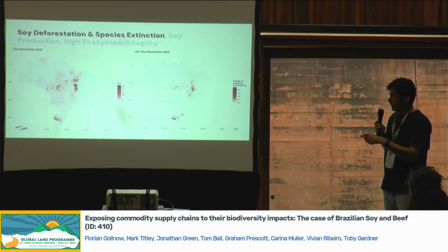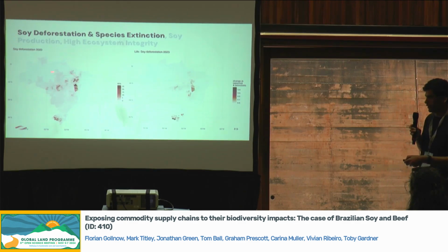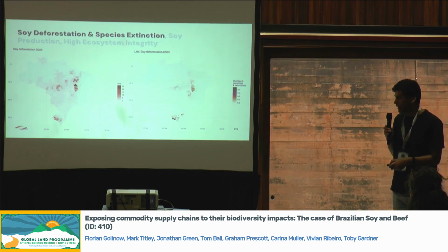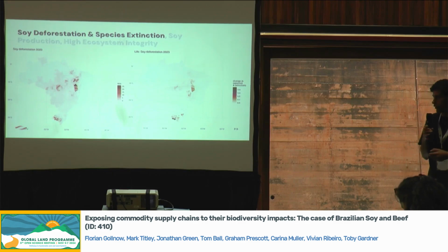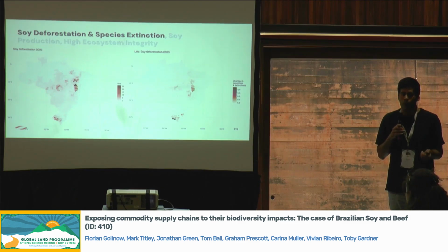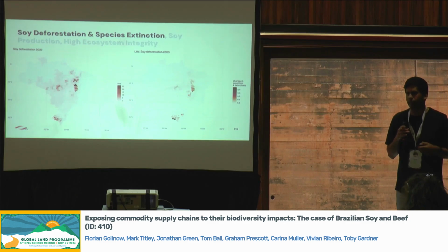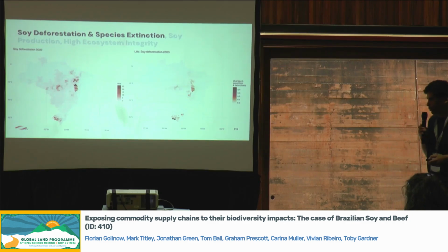On the left-hand side, we have soil deforestation, with the typical high impact regions in the Matopiba region, and Mato Grosso in the Amazon region, and then the Pampas in the south. That also indicates that the deforestation definition includes all conversion of native vegetation, not only forest, so it is a very broad definition of deforestation that I'm using here.